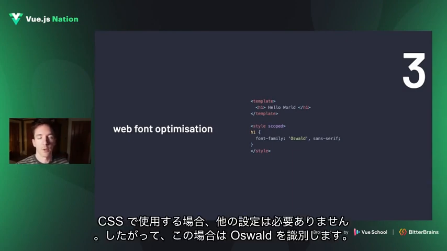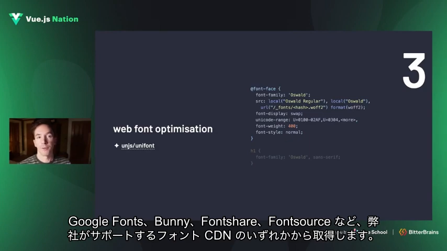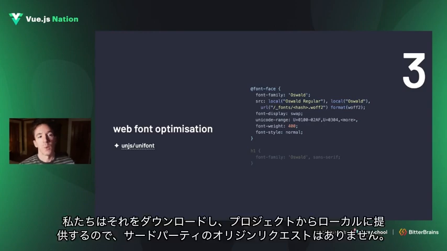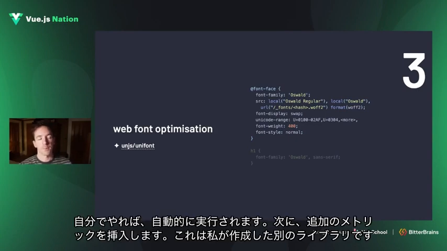Users pick a font they're using in the CSS. No other configuration is required. So we identify Oswald in this case. We then, using Unifont, which is a library I've developed, grab the data on the font from one of the font CDNs that we support, like Google Fonts or Bunny or FontShare or FontSource. We download it, serve it locally from the project, so there's no third-party origin request. And we actually inject that into the user CSS. So again, you don't have to configure this yourself, it's just done for you.